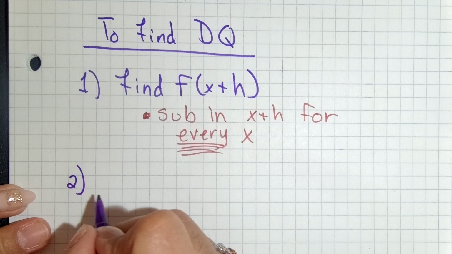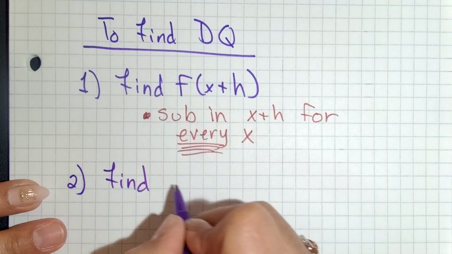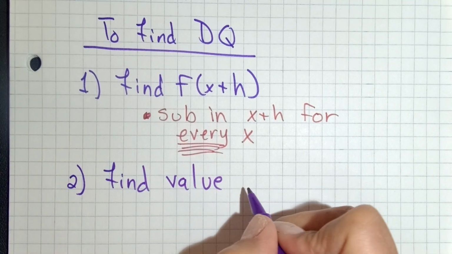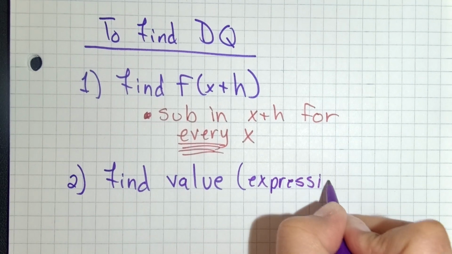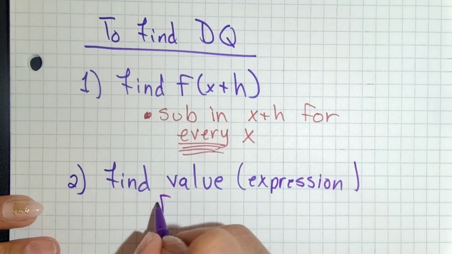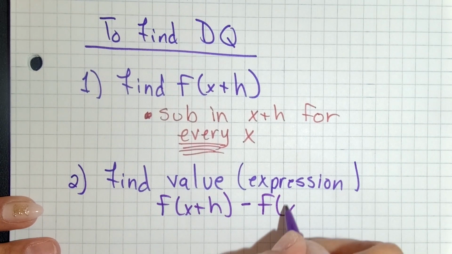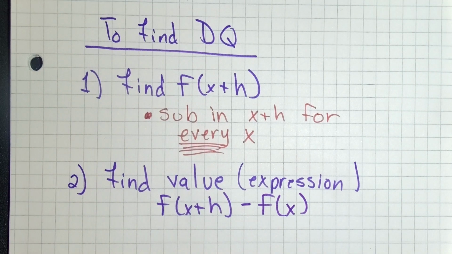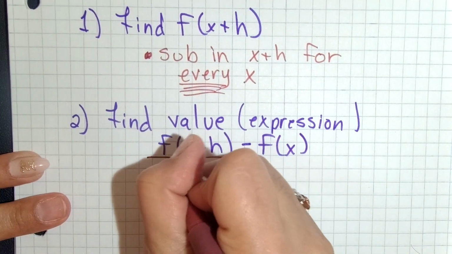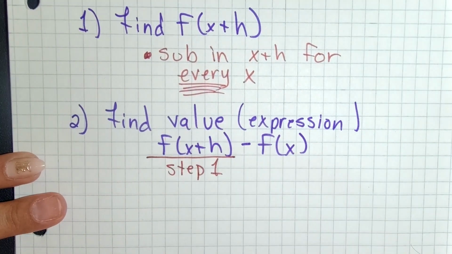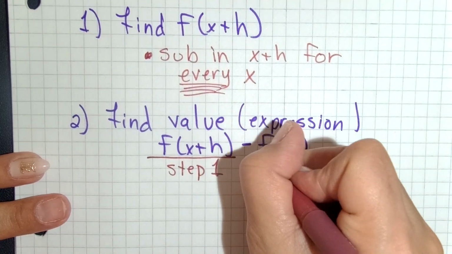Step 2, you're going to find the value, or we'll say expression, of f of x plus h minus f of x. So you already have f of x plus h from step 1. Now you just need to subtract the original equation.